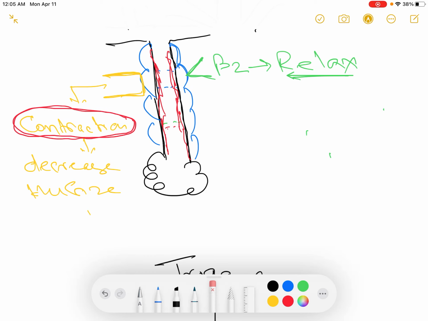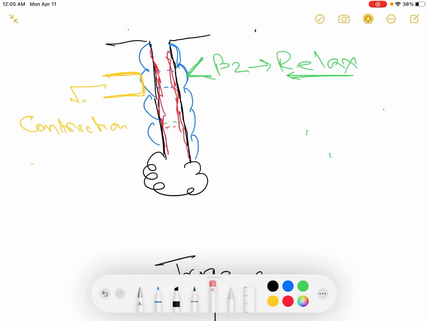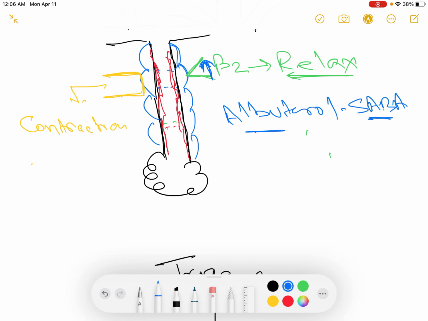So albuterol is the drug that works on your beta 2 receptor. Albuterol is a beta 2 agonist. It makes this beta 2 receptor work better. This is your short acting beta 2 agonist, SABA. And by activating this beta 2 receptor, albuterol causes the relaxation of these smooth muscle cells and thus increases the size of the airway.